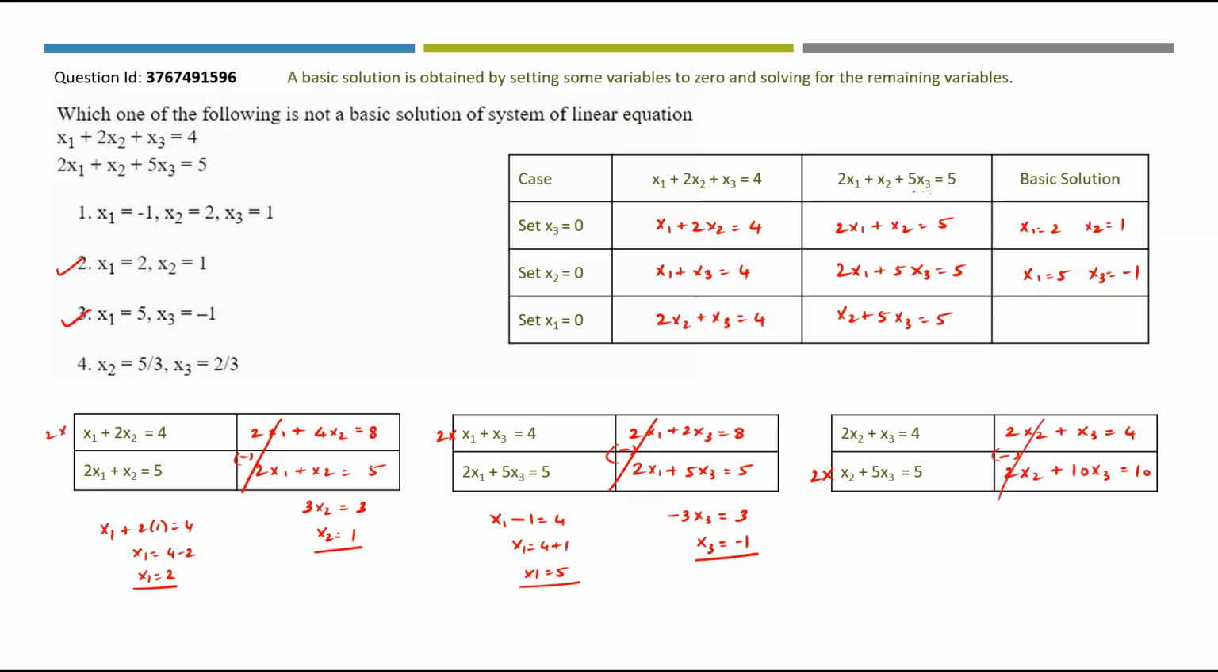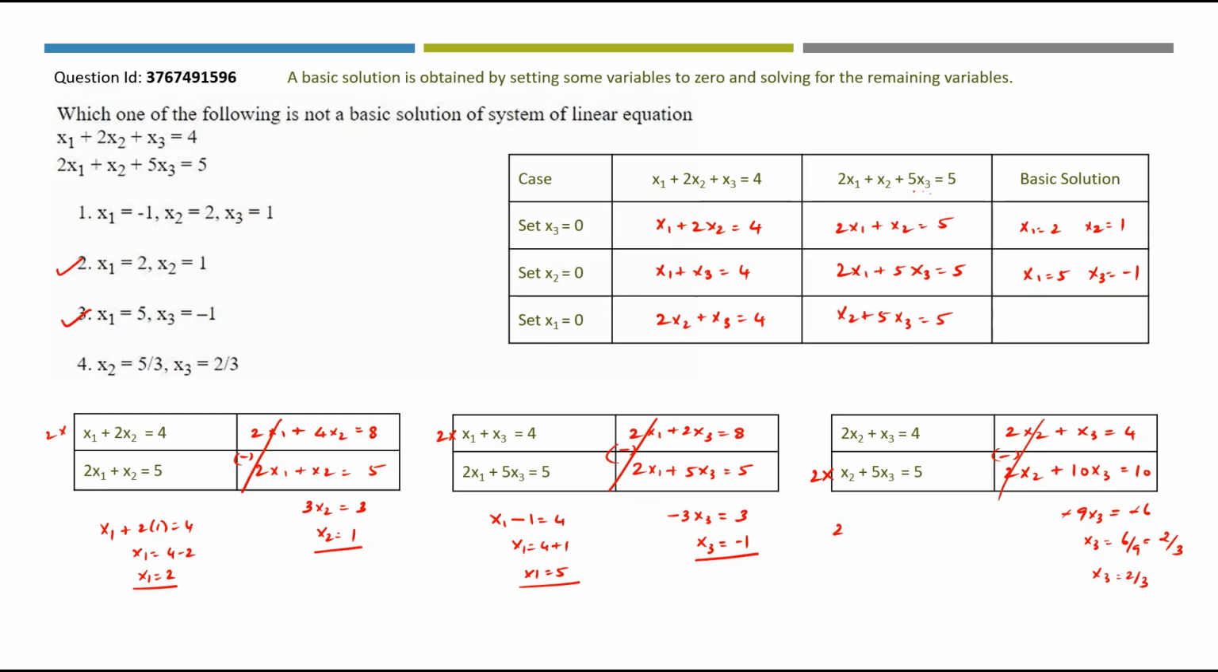X2 will go. 1 minus 10 will be minus 9x3, which is equal to 4 minus 10 will be minus 6. Minus and minus will get cancelled. X3 is equal to 6 by 9. When you cancel by 3, you have 3 into 2 as 6 and 3 into 3 as 9. So x3 will have a value of 2 by 3.